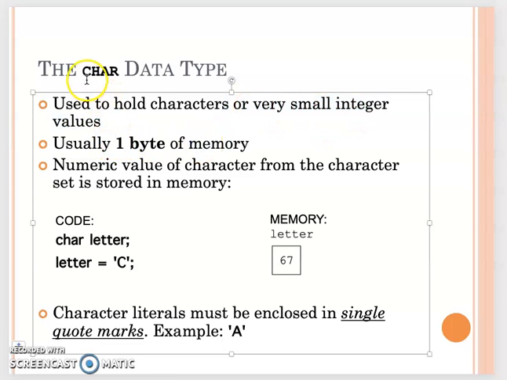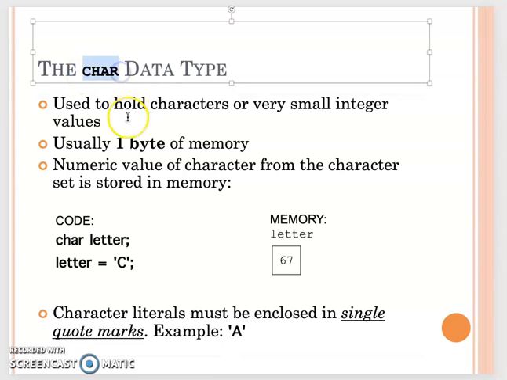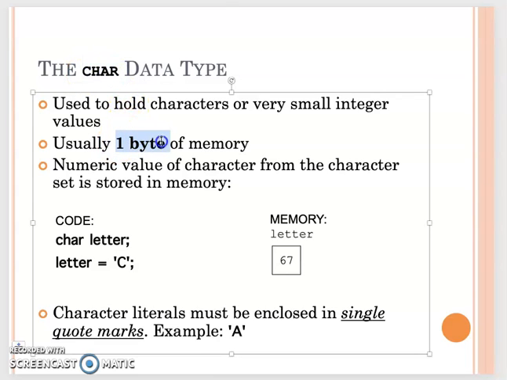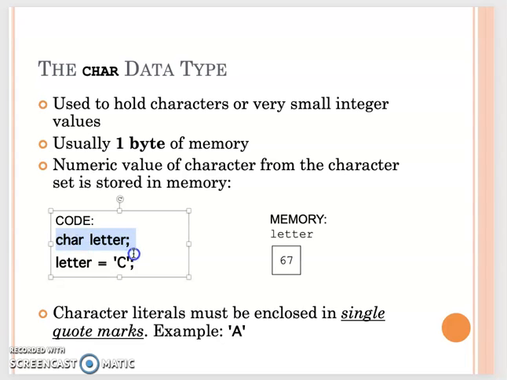One thing is that when you declare a character data type, it only uses 1 byte of memory. So the numeric value of the character from the character set is stored in the memory. What does that mean? Here, this is our C++ code. We declare a variable called letter. The data type is char.